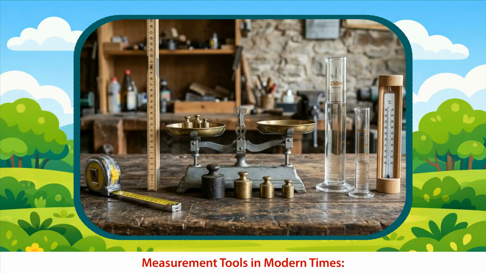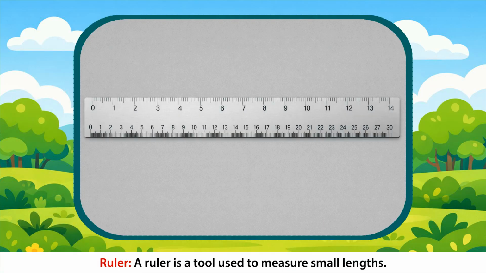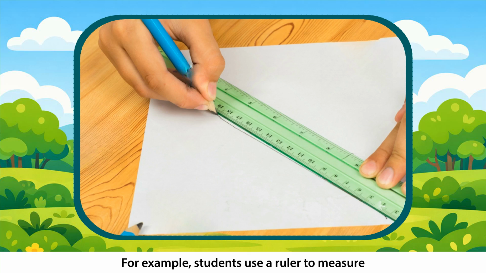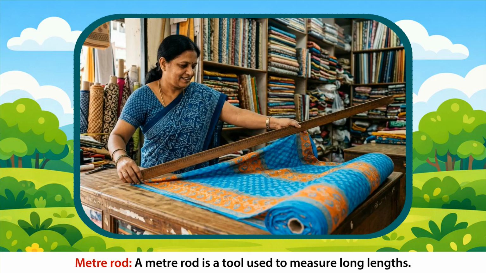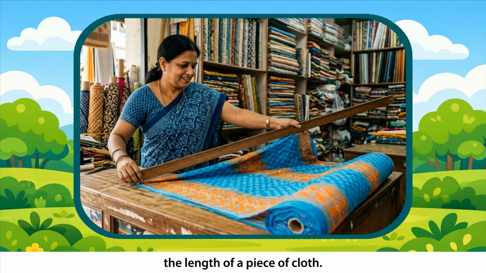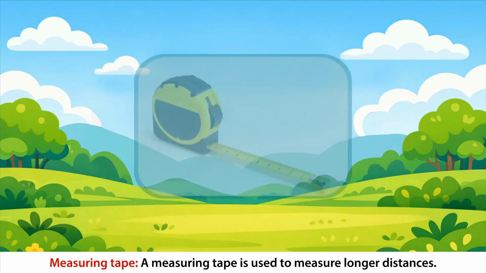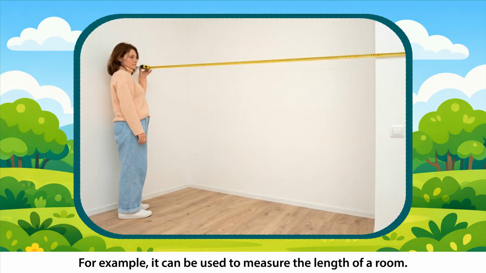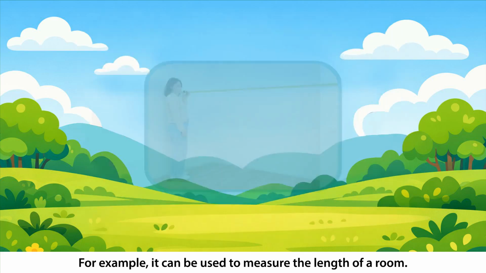Measurement tools in modern times. Ruler. A ruler is a tool used to measure small lengths. For example, students use a ruler to measure the length of a pencil and draw straight lines. Meter rod. A meter rod is a tool used to measure long lengths. For example, shopkeepers generally use a meter rod to measure the length of a piece of cloth. Measuring tape. A measuring tape is used to measure longer distances. For example, it can be used to measure the length of a room.